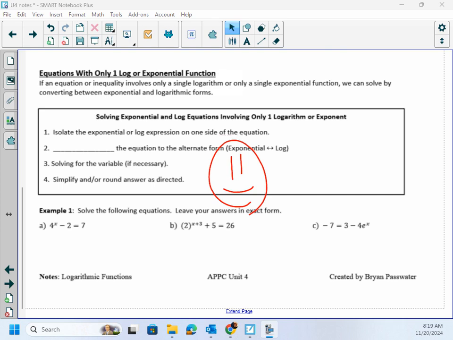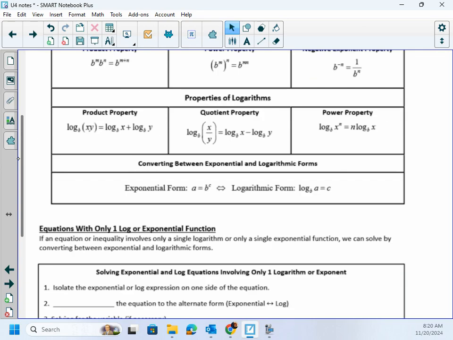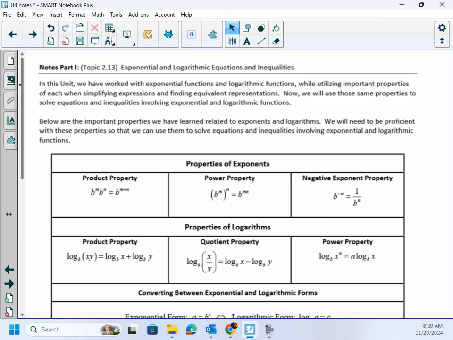Alright, these are the notes for 2.13. So you'll need to follow through in your notes. The first part is talking about the properties that we actually talked about last class.